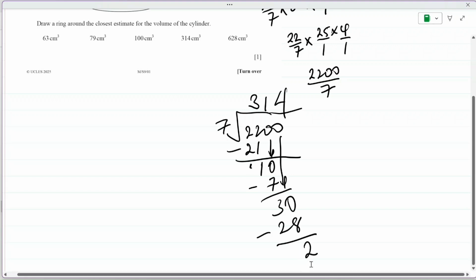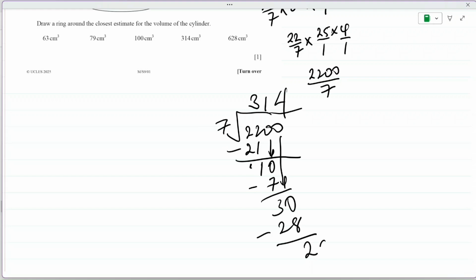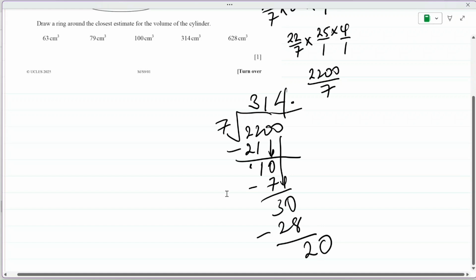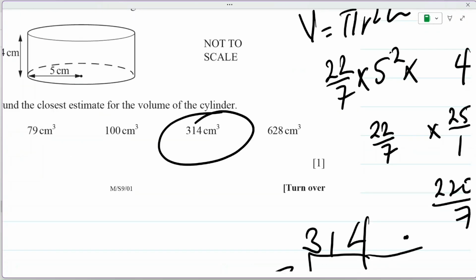What you now do is you try to increase this 2 to 20. You add a 0 to it by putting a decimal behind the 4. Then you have 7 in 20. You don't need to solve any longer, because the answer is already obvious. That's 314 centimeters cubed.